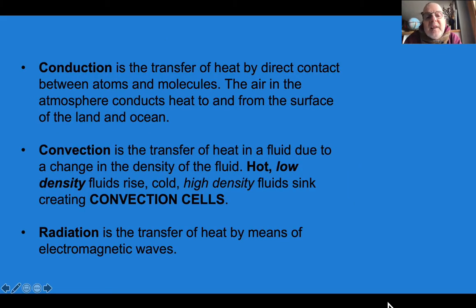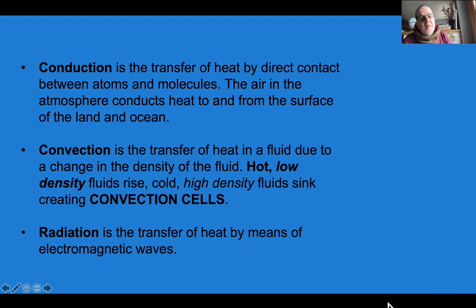Conduction is the transfer of heat by direct contact between atoms and molecules that have gained energy from the radiant heat that may have come from the sun or been released from parts of the earth. So when a molecule or an atom is energized and it collides with another atom or molecule and transfers heat by conduction. The air in the atmosphere conducts heat to and from the surface of the land and ocean because molecules of water come in contact with molecules of air, or molecules of rock and soil come in contact with molecules of water or air.